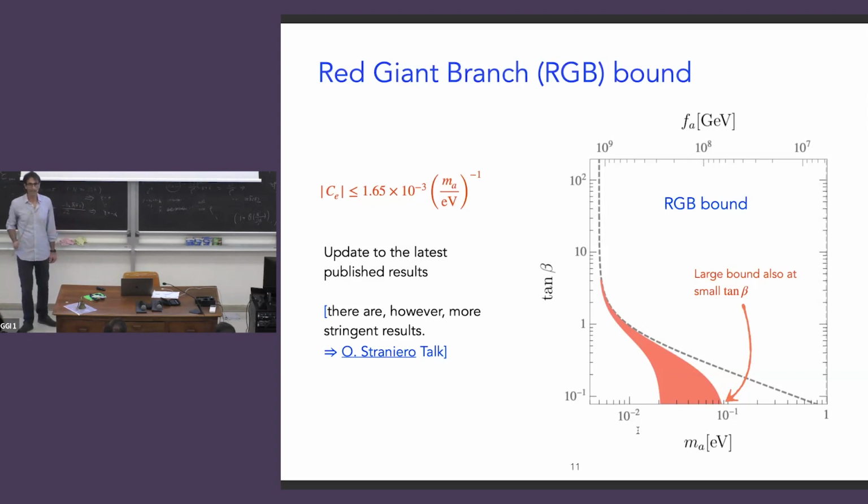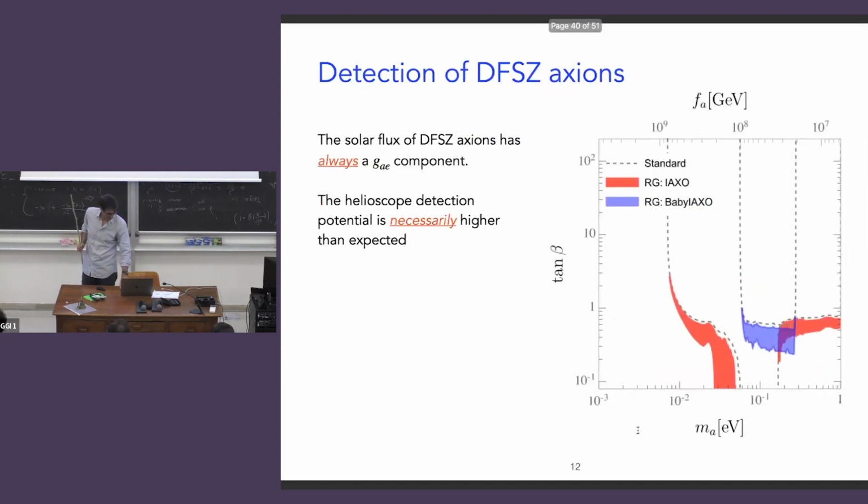So now you can't forget RGB by saying, oh, maybe we are at small tangent beta, who cares about red giants? So maybe this is a little bit negative for experimentalists. Maybe they are worried about the RGB bound, but there is also something interesting, no? From the fact that now I'm saying, yes, please.